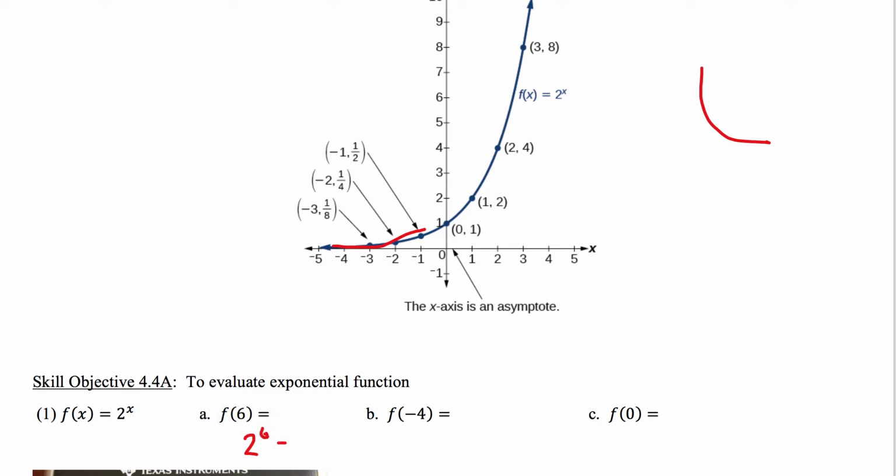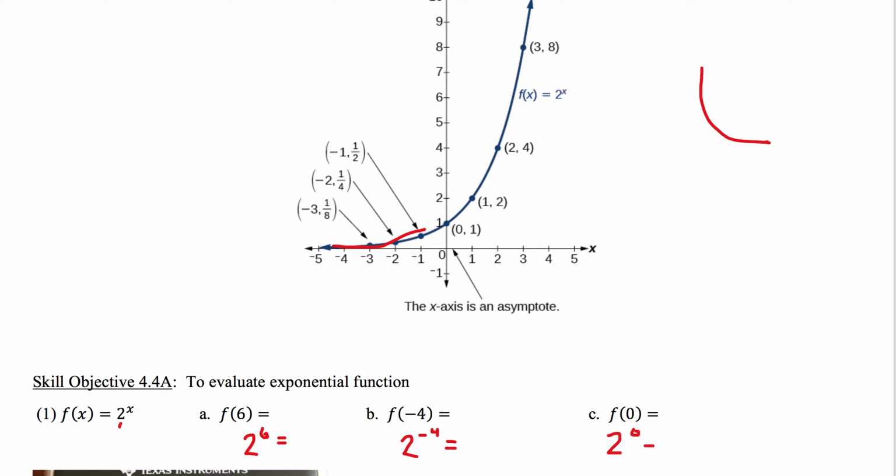In order to do that, we're going to simply put it in our calculator. I'm going to show you that in just a second, but let's get these things set up, and then we'll come back and put the answers in. For f of -4, we're going to do the same thing. We're going to take our base of 2 and raise it to the -4 power. And then finally, on our last one, f of 0, we're going to take our 2, which is our base in our function, and raise it to the 0 power.